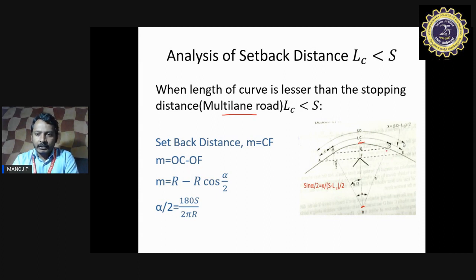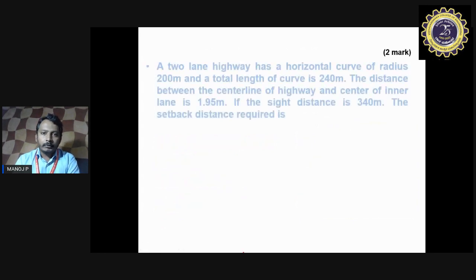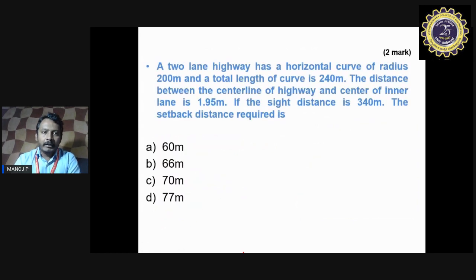OC here is nothing but R. OF is equal to R cos alpha by 2. Alpha by 2 is equal to 180 S divided by 2 pi R. Based on setback distance, they may ask you this type of question. Calculate the setback distance required for a two-lane highway having a radius of 200 meters. Length of the curve is LC. The distance between the center line of the highway and center of the inner lane is 1.95, and also the value of S is 340 meters.